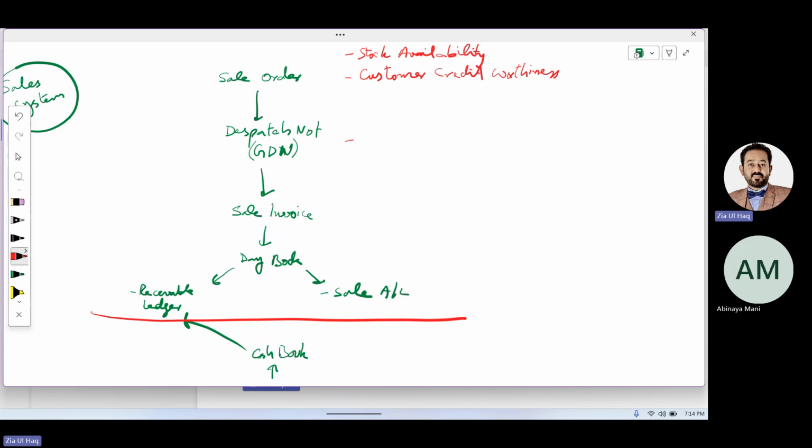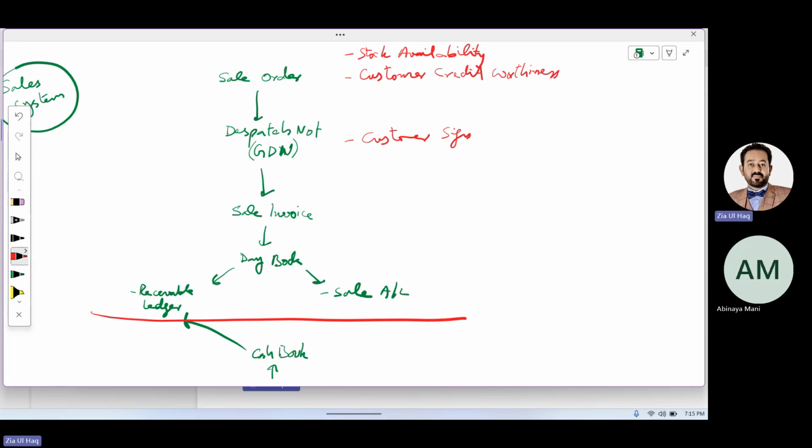Dispatch note, what are the controls? It must have a customer signature. If in your record there is a dispatch note, but there is no customer signature, you don't have proof that the customer has received the goods. So it must have a customer signature. We will send 2 copies of the dispatch note to the customer along with the delivery. One he will keep in his record, and the second he will sign and return. And that signed returned copy we should keep in record as the dispatch note file.